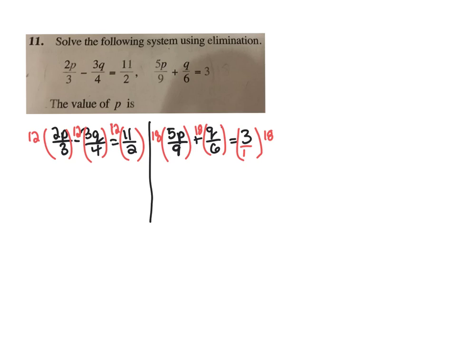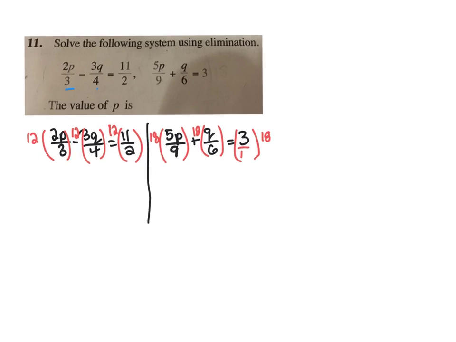Okay, to solve this one, we first want to get rid of all those ugly fractions. So to do that, we're going to multiply both sides by the lowest common denominator. For the first equation, that's going to be 12. So what you're going to do is multiply each term by 12.